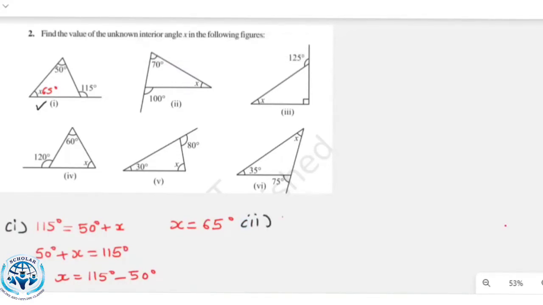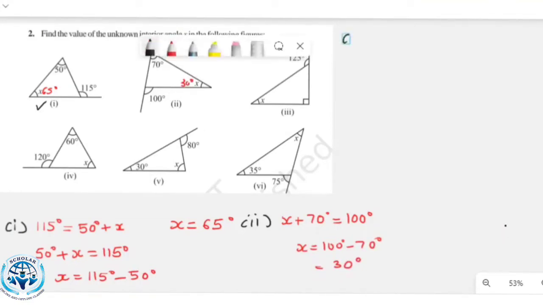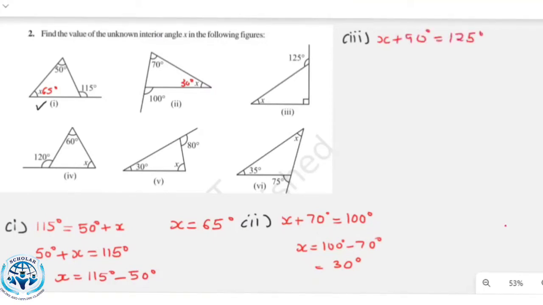In the second one also, you can do the same. X plus 70 degree is equal to 100 degree. So x is equal to 100 minus 70 is equal to 30 degree. Interior opposite angle is 30 degree. In the third one, angle is given as 90 degree. Another is x. So we will add 90 plus x is equal to 125 and we will get the measurement of the unknown angle.